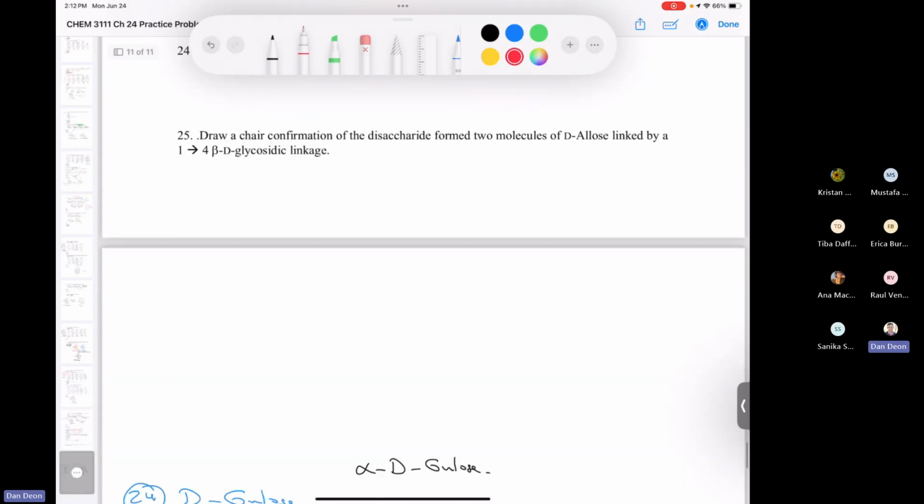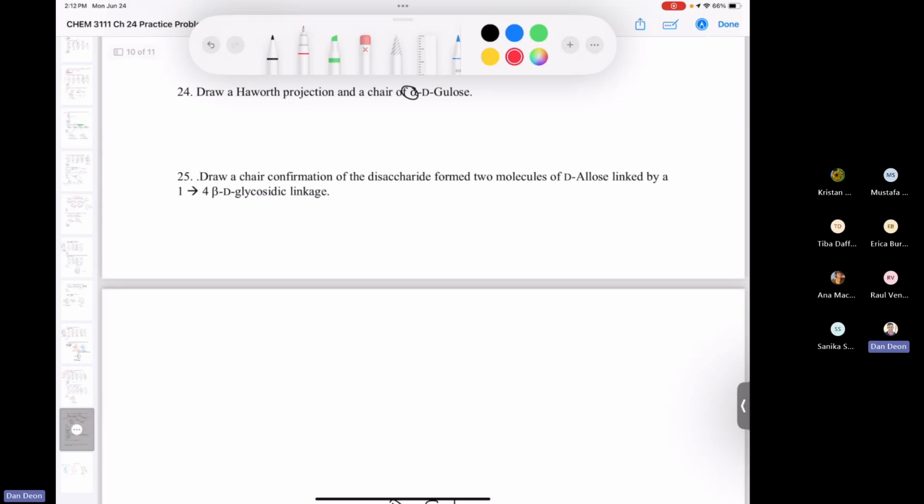Number 25 says, draw a chair conformation of the disaccharide formed when two molecules of D-allose are linked together by a 1,4 beta D-glycosidic linkage. So they're telling us that it's a beta linkage between the two sugars, okay? So if it's beta, that means that between sugar number 1, so if I just draw a quick sketch here, it's going to be going up like this, okay? And then it's going to be going to my other sugar, okay? So first, why don't we just draw a chair of D-allose, and then we'll worry about putting them together, okay?